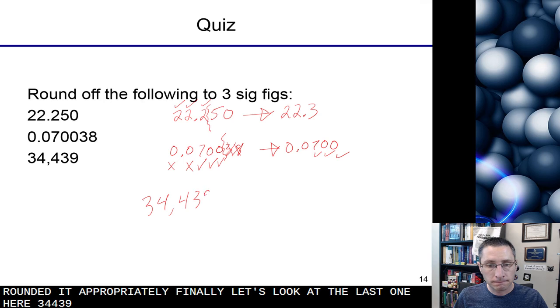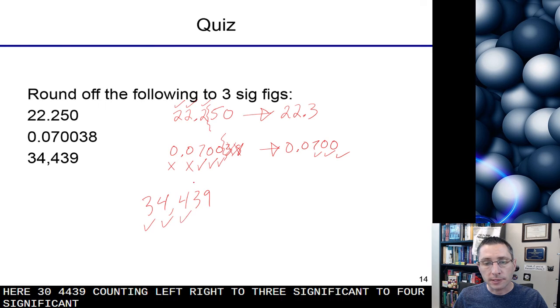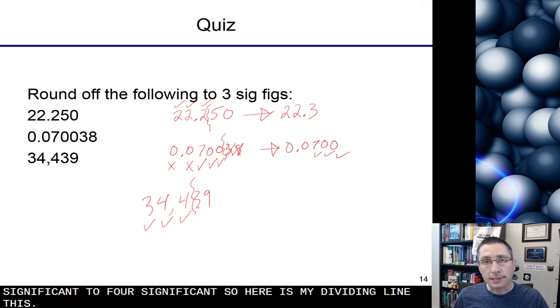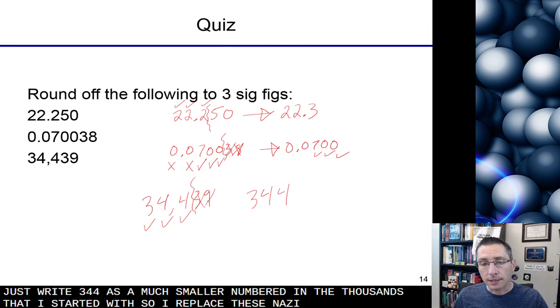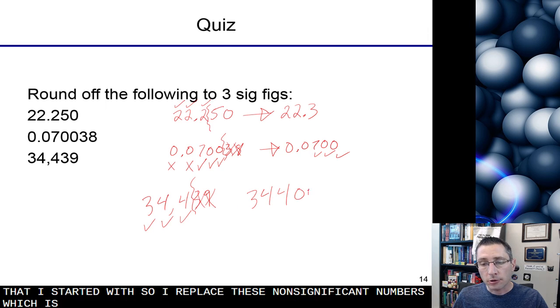Finally, let's look at the last one here, 34,439. Counting left to right, the 3 is significant, the 4 is significant, the 4 is significant. So here is my dividing line. This 3 is less than 5, so I drop these numbers, but I can't just write 344. That's a much smaller number than the thousands that I started with. So I replace these non-significant numbers with trailing zeros. So this becomes 34,400.